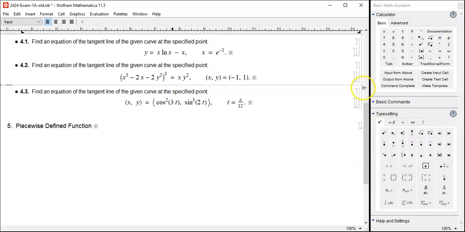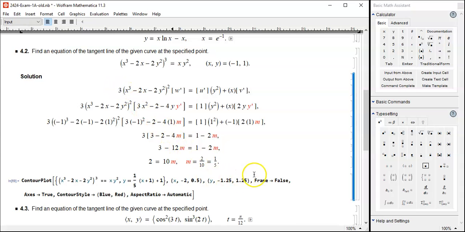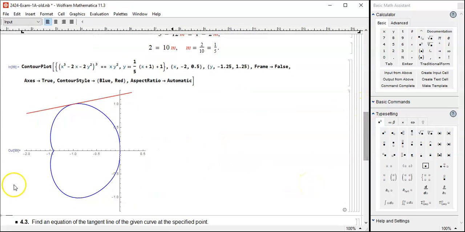Okay, I don't need all these anymore. Let's go to the answer key here. The same computation we did. Okay, and then finally, here's a visualization. We have this heart-shaped curve, and then we have this slanted line, which looks like it has about a slope of 1/5.